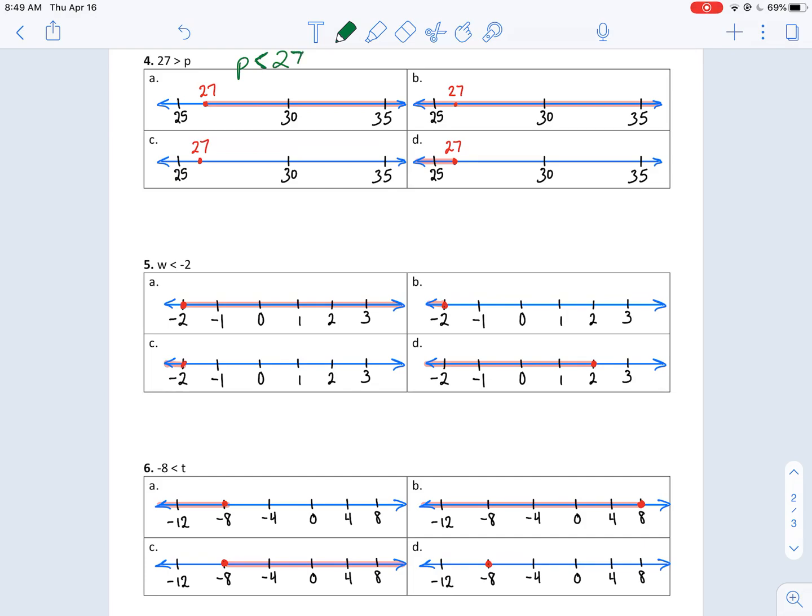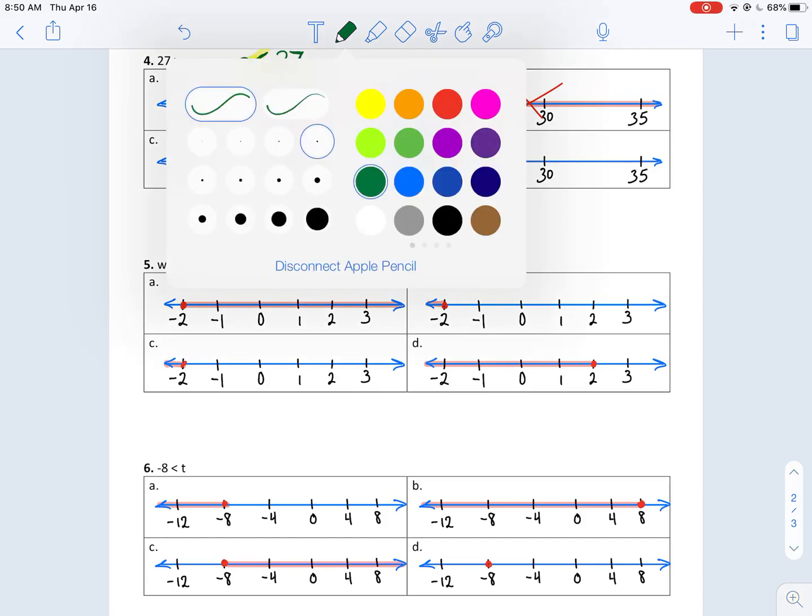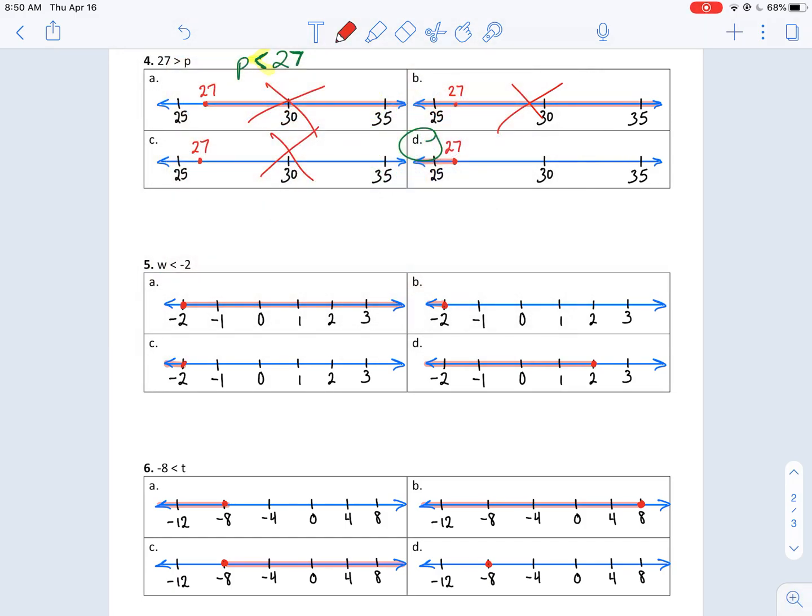So number 4, my variable is not on the left, that's a number. So let's rewrite this. P, that symbol was not opening up toward P. It was opening up toward 28. Sorry, 27. So I'm going to look for 27, and I want to shade to the left. So this starts at 27, but it does not shade to the left. B starts at 27, but also shades to the right. C doesn't shade at all. And D starts at 27 and shades to the left.